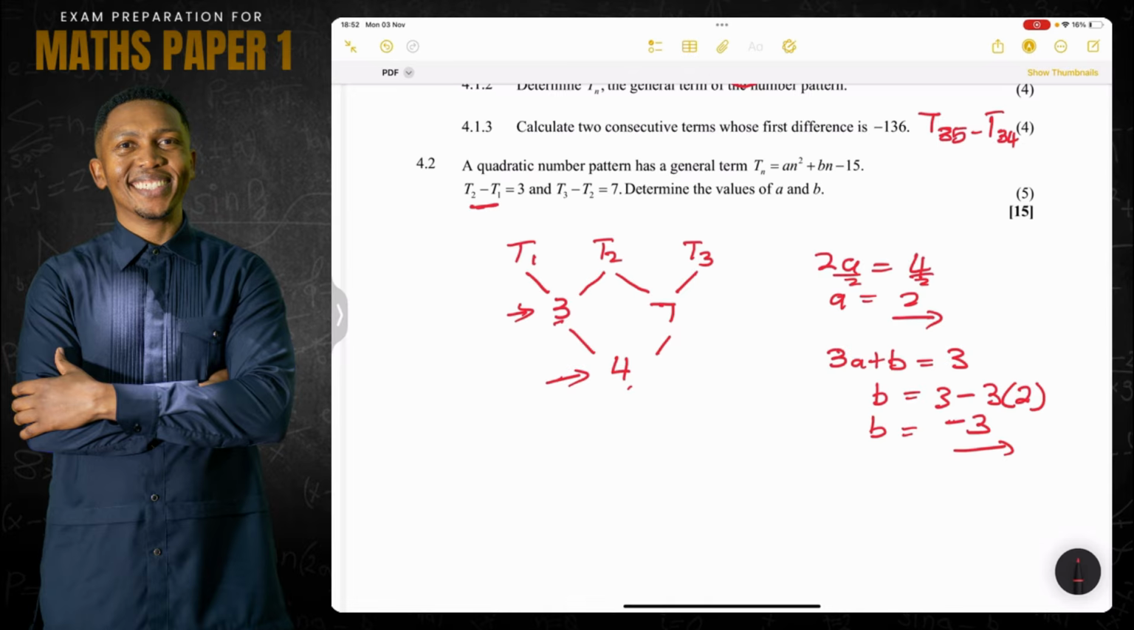Okay, and I mean, you could have found other ways to make this more complex, but this was quite a straightforward one, which means that Tn would be, what is our a value? That's 2n squared minus 3n minus 15. And that's how the cookie crumbles, ladies and gents, and we leave it there.